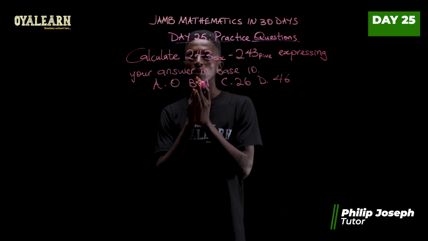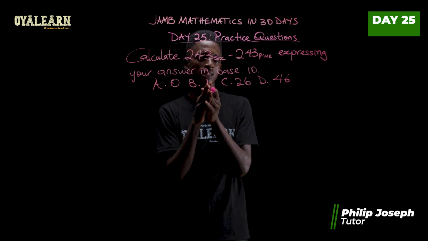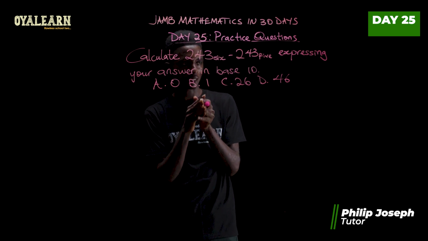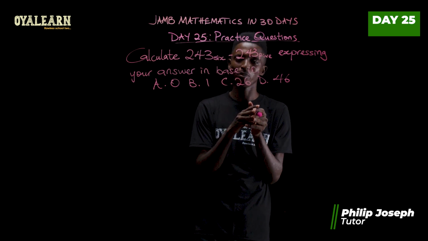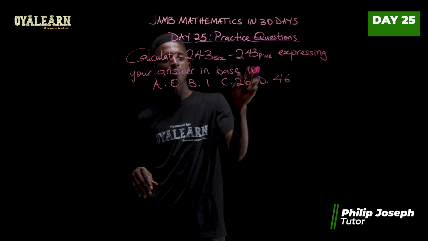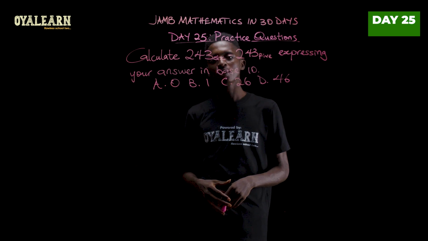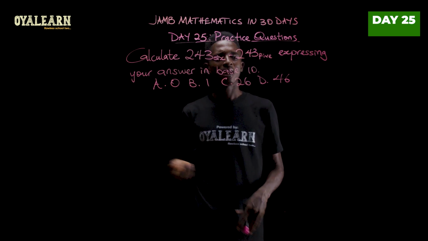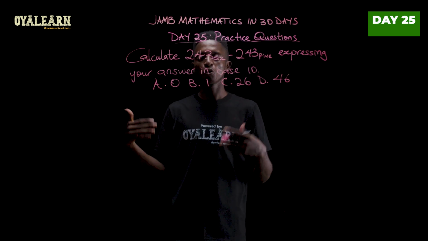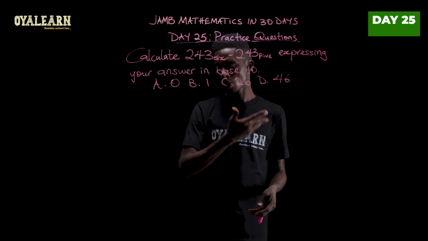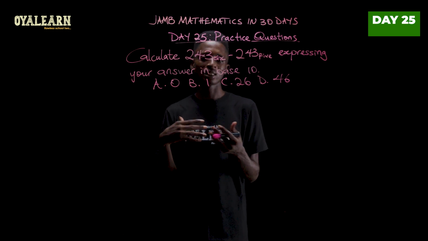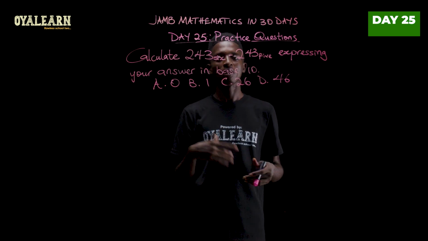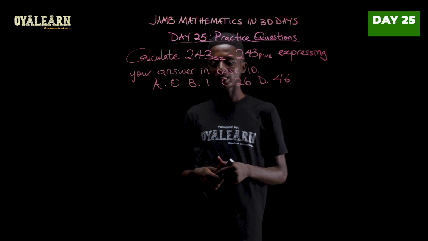This question says to calculate 243 base 6 minus 243 base 5, expressing our answer in base 10. Now, they are not in the same base, so we cannot subtract them directly. In order to subtract them, we have to convert each of them to base 10, and the question itself says we should express our answer in base 10. When we do that, we can then subtract the results of converting each of them to base 10. Then we get our final answer.